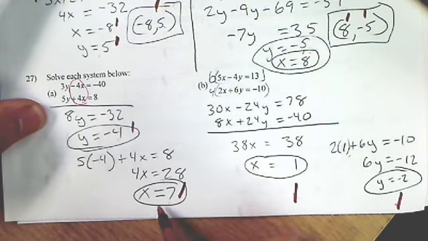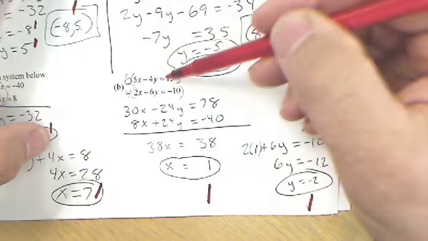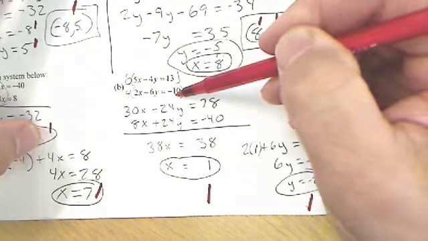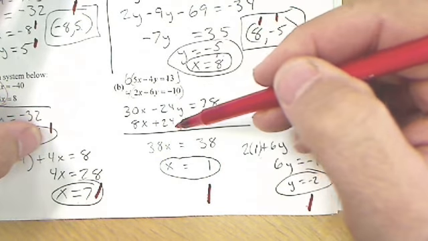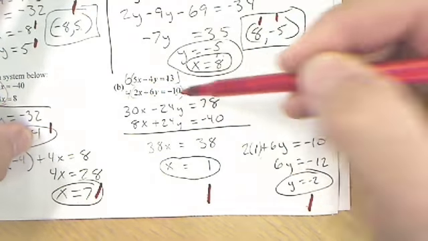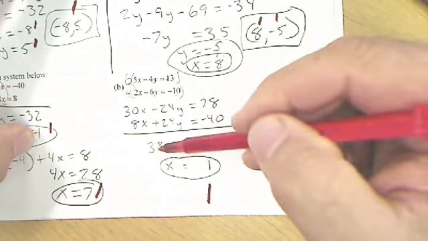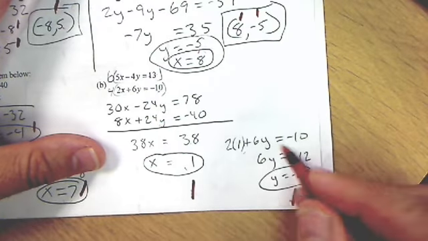Plug it back in to find my x. I multiply the top one by 6, bottom one by 4, and the 24s will cancel out, but you have to multiply each term. Plug it back in for the y, and you get the y.